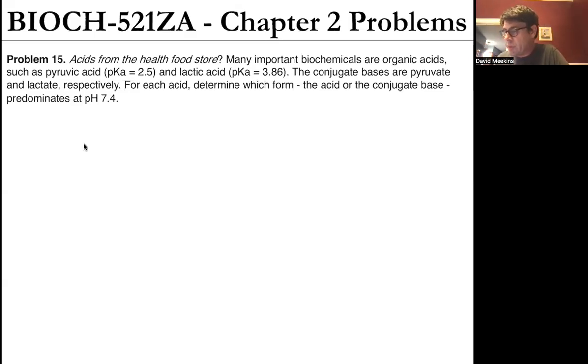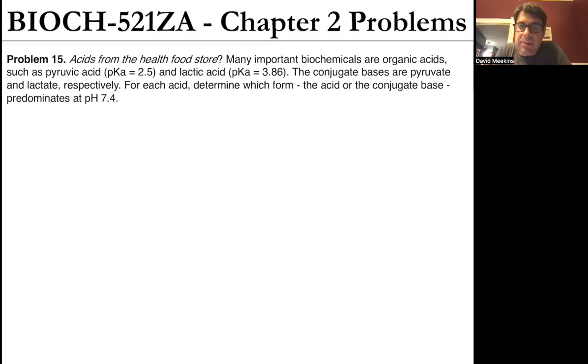So in chapter 2, problem 15, the question says: acids from the health food store. Many important biochemicals are organic acids, such as pyruvic acid, which has a pKa of 2.5, and lactic acid, which has a pKa of 3.86. The conjugate bases are pyruvate and lactate, respectively. For each acid, determine which form, the acid or the conjugate base, predominates at pH 7.4. So let's go through that now.